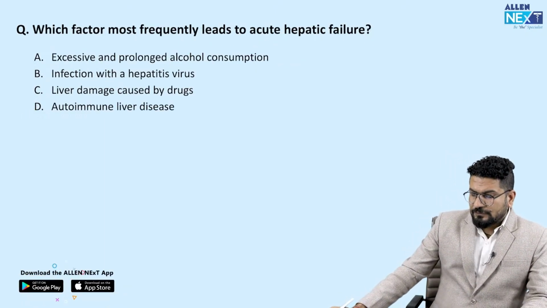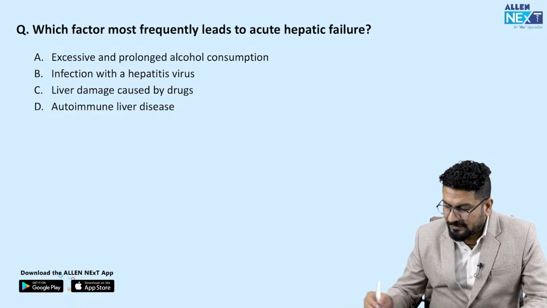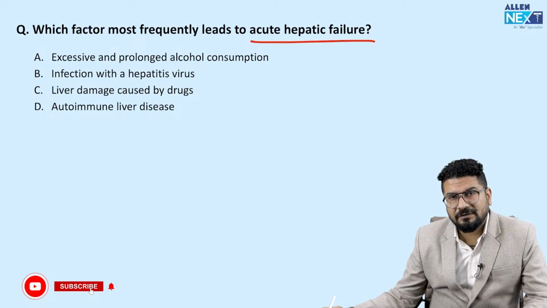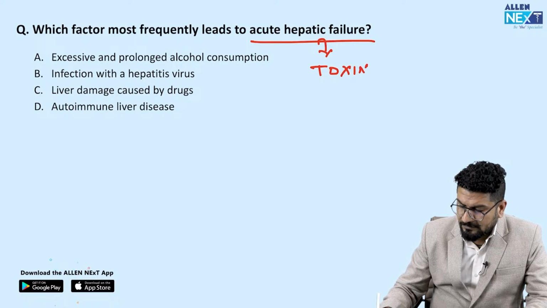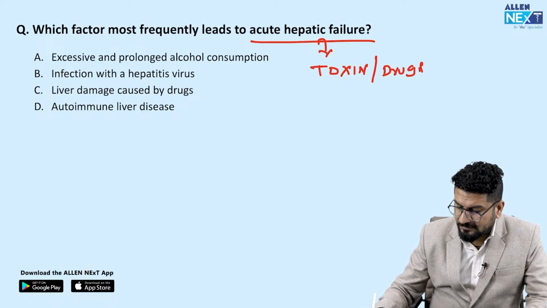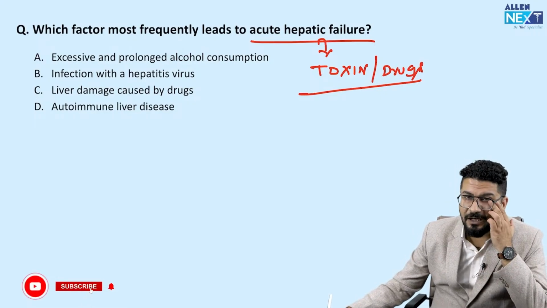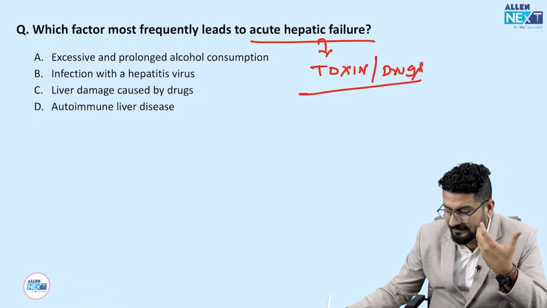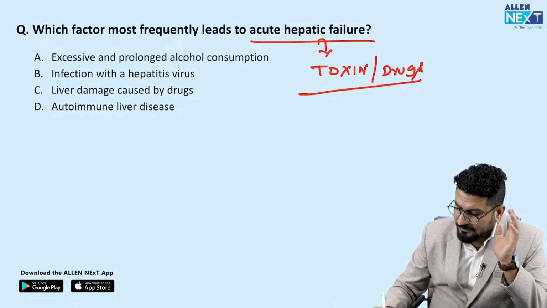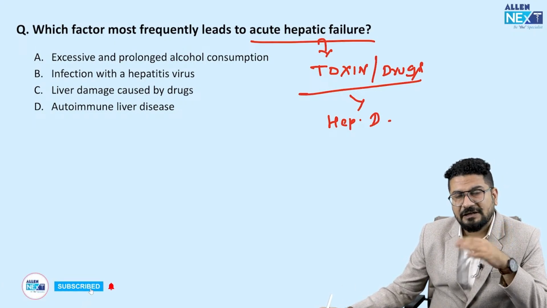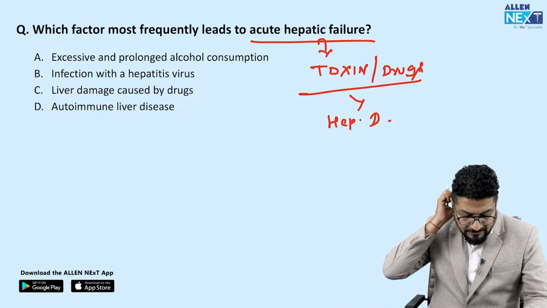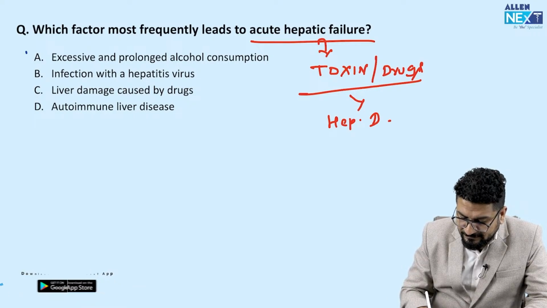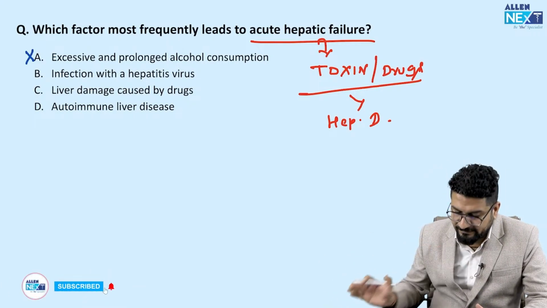Okay, which factor most frequently leads to acute hepatic failure? So the question is, what is the most common cause of acute liver failure? Remember, the most common cause of acute liver failure is toxin and drugs. It could be due to certain toxins, like a person coming to you after harpic poisoning, or a person who has taken an overdose of any drug. That's most common. After this, the most common cause will be hepatitis D, which can lead to fulminant hepatic failure. Excess and prolonged alcohol consumption: understand this, alcohol is a mitochondrial poison and damages the hepatocyte mitochondria, but it's not a common cause of acute liver failure.